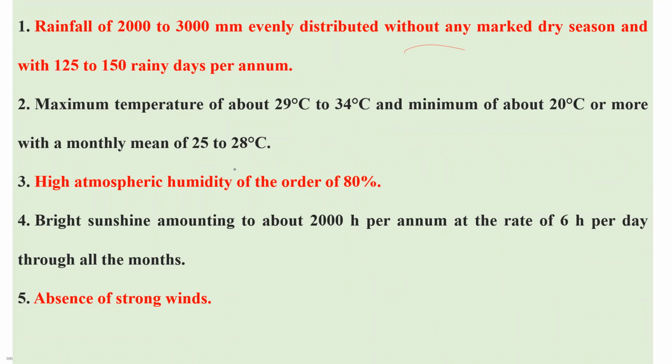Right? High atmospheric humidity of the order of 80% is a must. So humidity is something very, very important. Without this parameter, it is very difficult to maintain a rubber plantation. Bright sunshine amounting to 2000 hours per annum at the rate of 6 hours per day throughout all months. So sunshine as well as moisture, both are equally important. And the last point here is absence of strong wind. So very strong winds are not recommended for rubber cultivation.